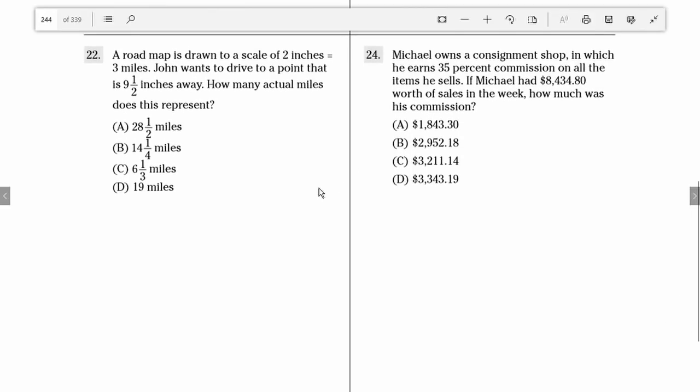Again, you do not have to work something out all the way if you know what it's going to be once you reach a certain point in the problem. Alright, number 22. A road map is drawn to a scale of 2 inches equals 3 miles. John wants to drive to a point that is 9.5 inches away. How many actual miles does this represent? So again, we're given the scale 2 inches equals 3 miles. I always like to put this in unit form. That is 1 inch equals how many miles? So this is going to be 1 inch equals 1.5 miles. And similarly, we know that half of an inch, or 0.5 inch, is going to be half of this, which is 0.75 miles.